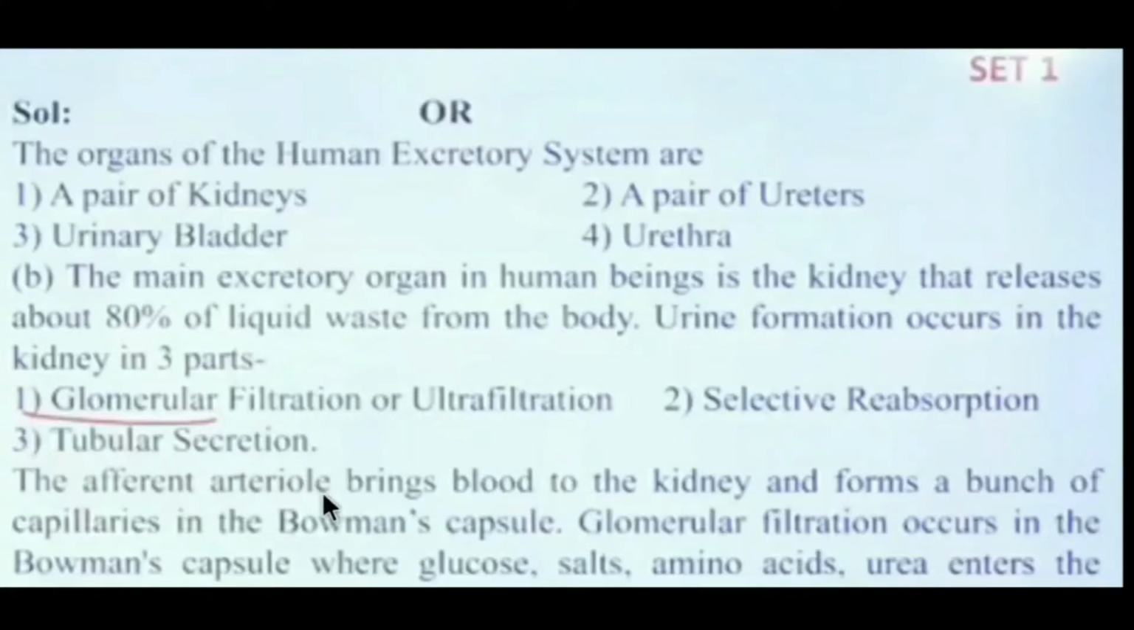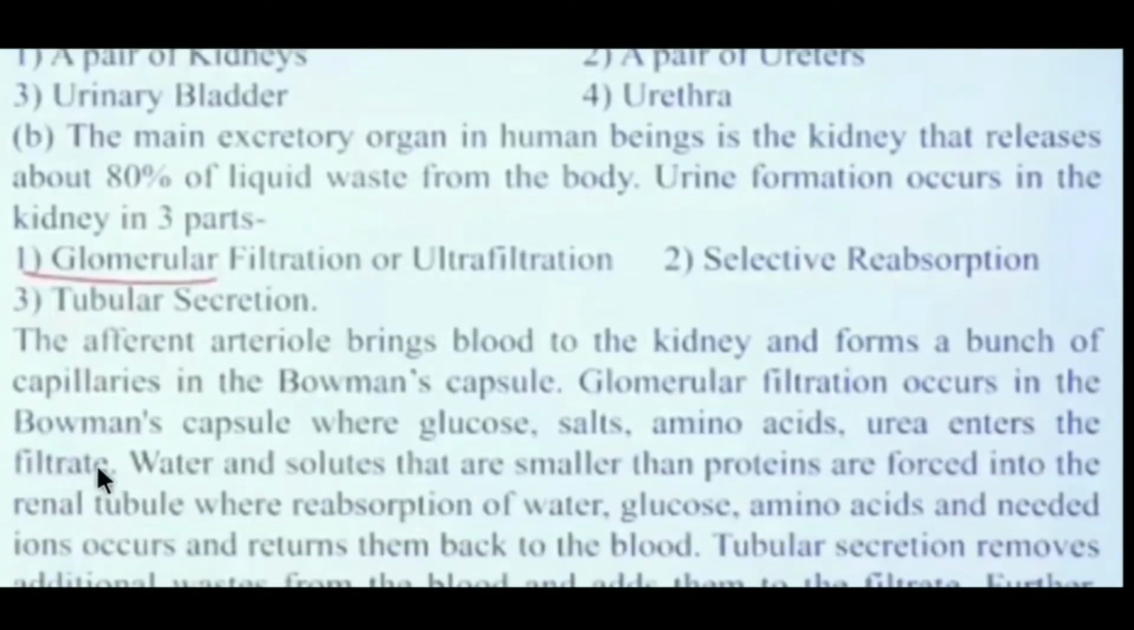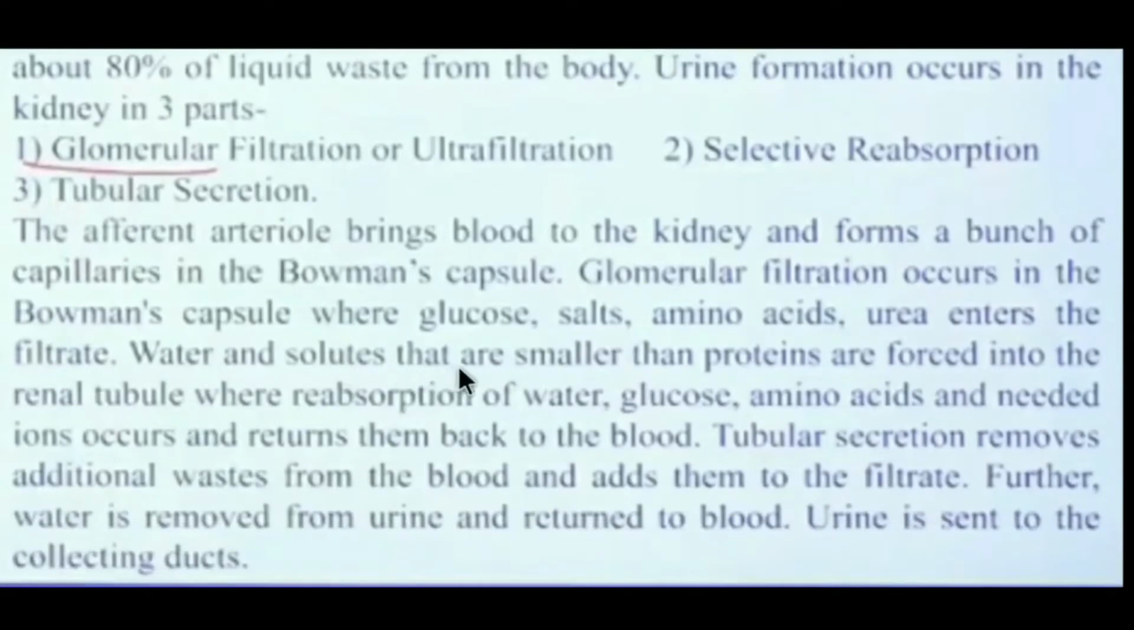The afferent arteriole brings blood to the kidney and forms a bunch of capillaries in the Bowman's capsule. Glomerular filtration occurs in the Bowman's capsule where glucose, salts, amino acids, urea enter the filtrate. Water and solutes that are smaller than proteins are forced into the renal tubule where reabsorption of water, glucose, amino acids and needed ions occurs and returns them back to the blood.